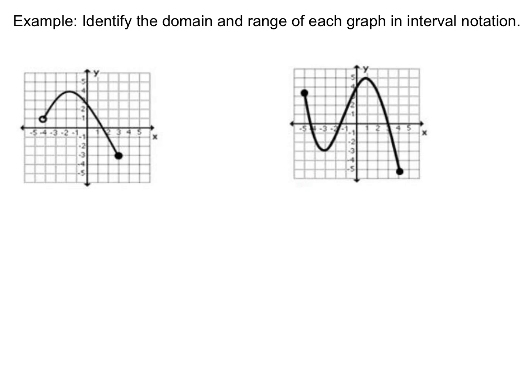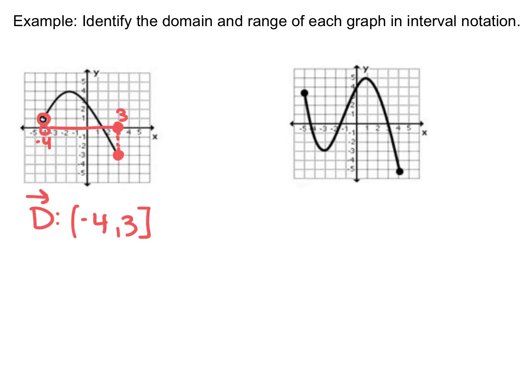For this example, for my domain, I'm going to read from left to right. So the furthest to the left it goes is this point right here. So I have an open circle at -4. And the furthest to the right it goes is this closed circle right here at 3. So I could say my domain goes from -4 to 3. It's an open circle at -4, so it's parentheses, and a closed circle at 3, so it's a bracket.